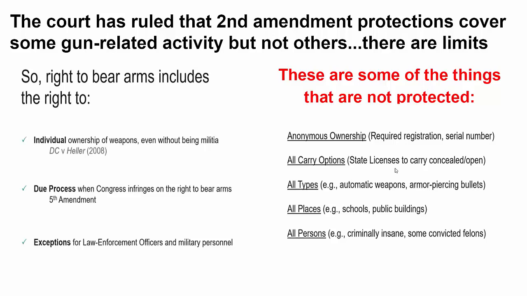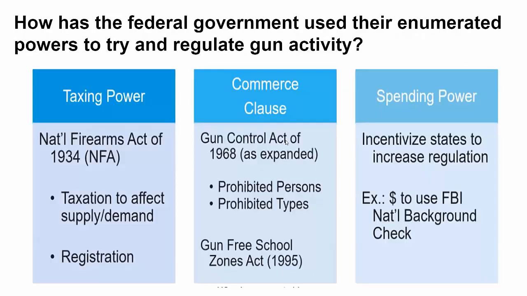Places like schools, I mentioned public buildings, areas within a state can be specifically designated where the Second Amendment wouldn't apply. And of course, certain groups, criminally insane, some convicted felons, may not be protected under the Second Amendment, right, because of that past behavior. So again, there are limits to the Second, even while the court has established that entitlement to an individual ownership as a Second Amendment right.